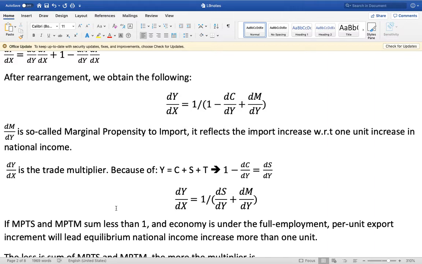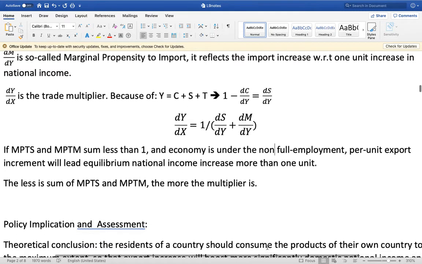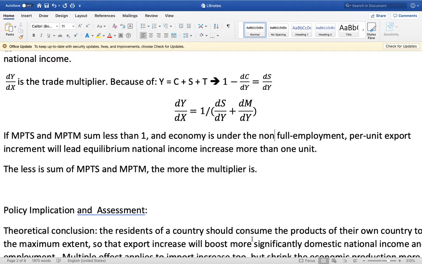And the economy is, by the assumption of non-full employment, such that per unit of export increment will lead to equilibrium national income increase of more than 1 unit. The smaller the sum in this denominator, the larger the multiplier is.